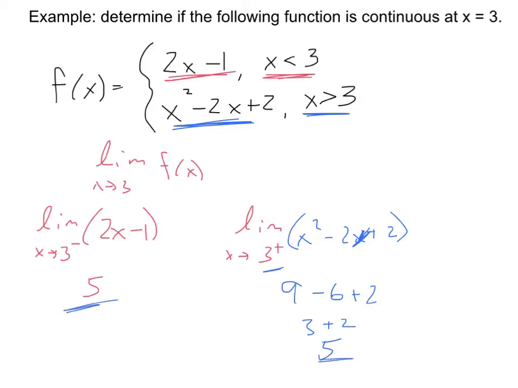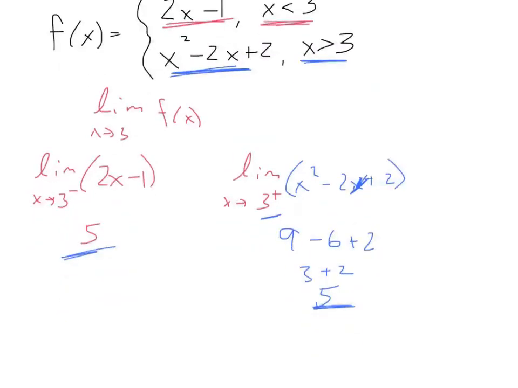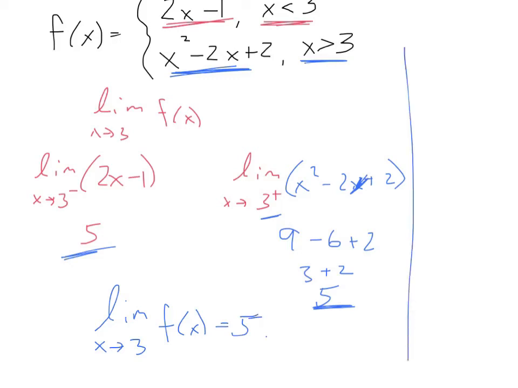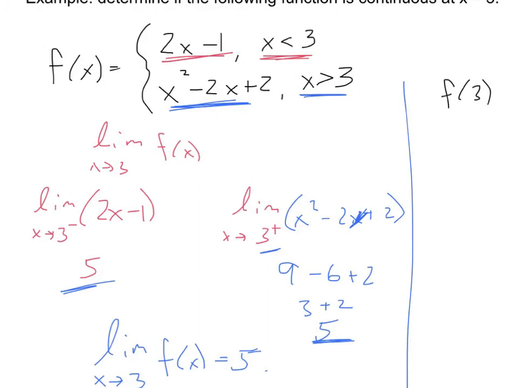Because these two things are the same, what does it mean? This means that my limit as x approaches 3 of f of x is 5. So that means the limit exists. Now all I have to do, I don't have a lot of space, is I need to figure out what is f of 3. So when I take 3 and I actually plug it in to this function, what do I get?